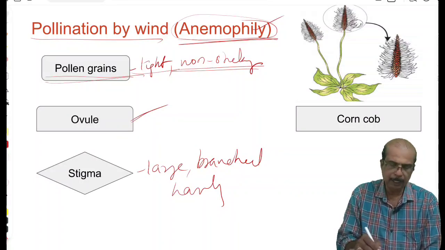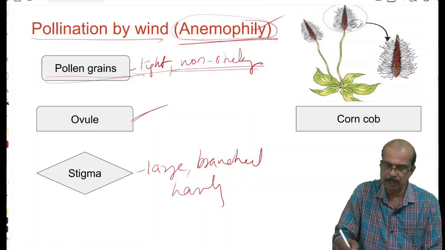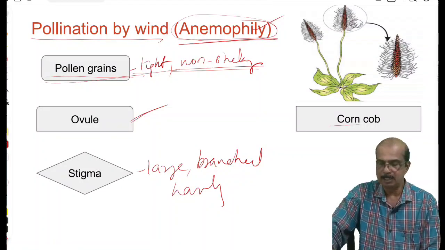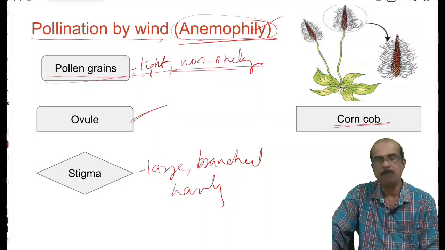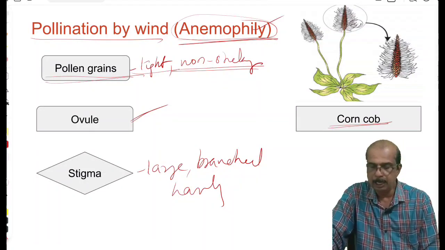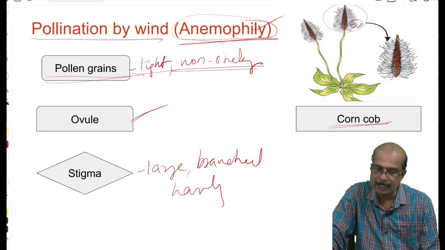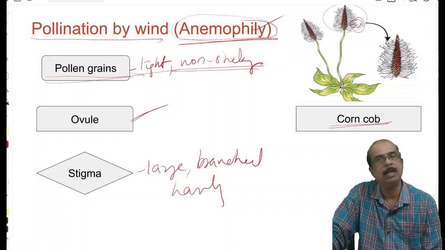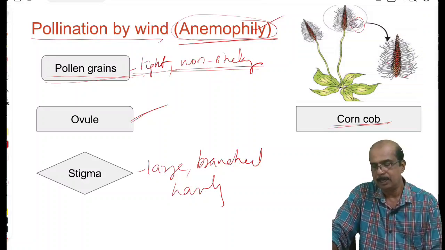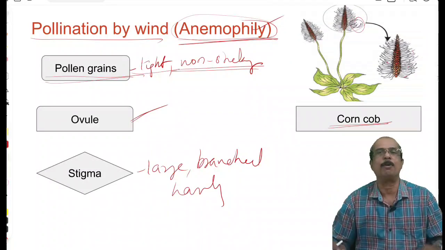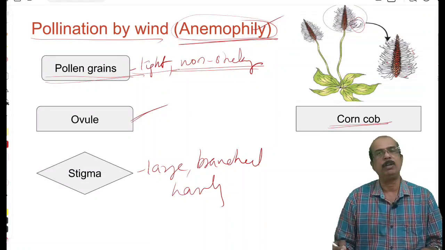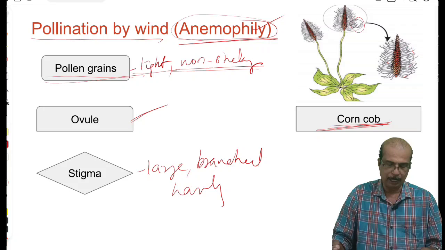Then, typical example for anemophily is maize plant, corn cob of maize plant. This is the female inflorescence of maize plant. Here we can see long tassels. These long tassels are actually the elongated style and terminal stigma, so that the stigma can easily catch pollen grain from air. Typical example, corn cob or female inflorescence of maize plant.